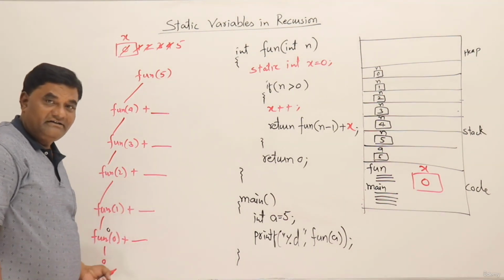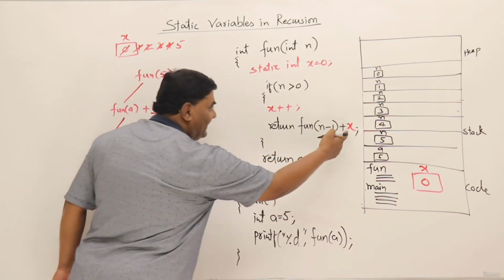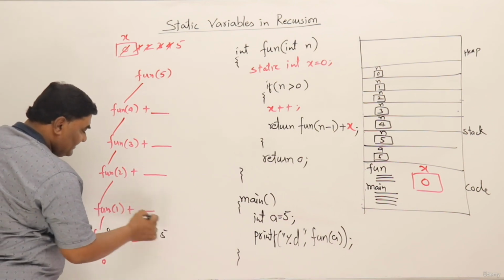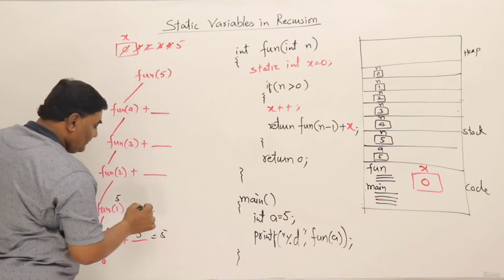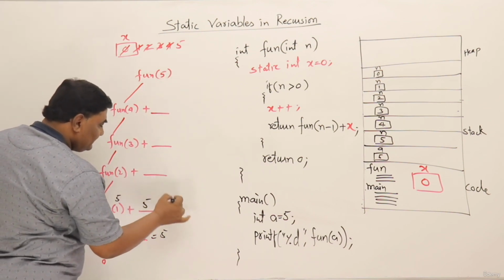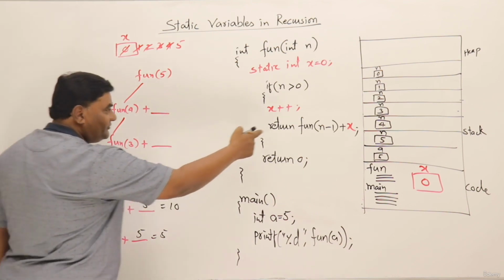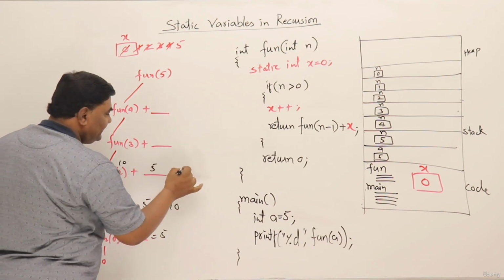Now it will start returning back from here. So this is 0 plus x has to be added. What is x now? 5. So this is 5. Result of this is 5. Then x should be added. What is x now? 5. So this is 10, so the result of this function is 10. Then plus x should be added here. What is x now? 5. So this is 15.